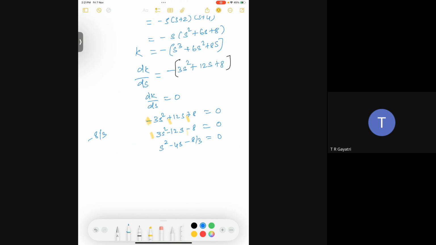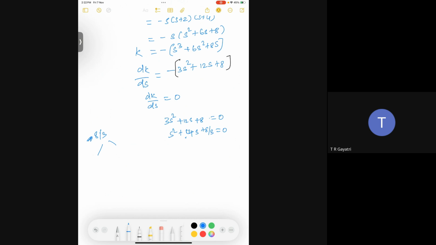Yeah, you're right. Then everything is positive, so equating it will give you 0 only. So this will be 3s square plus 12s plus 8 equal to 0. So s square plus 4s plus 8 by 3 equal to 0.